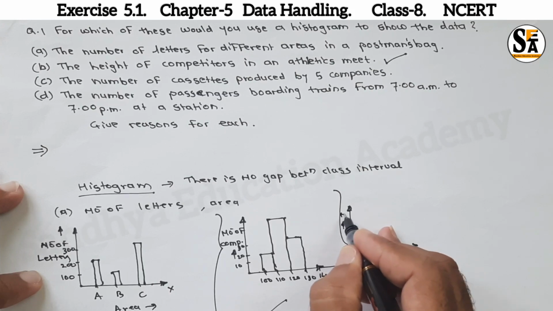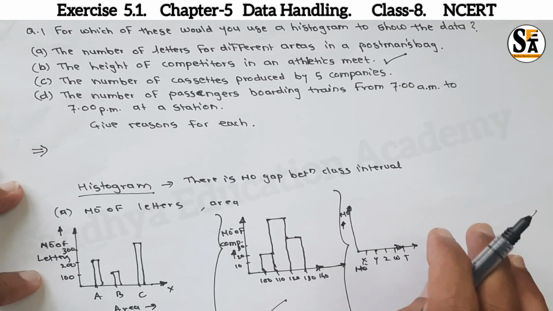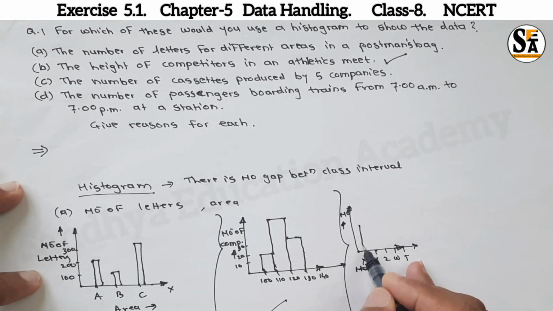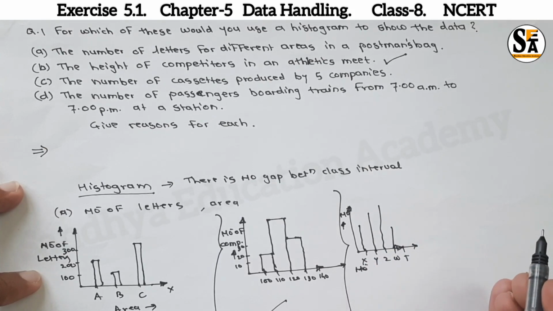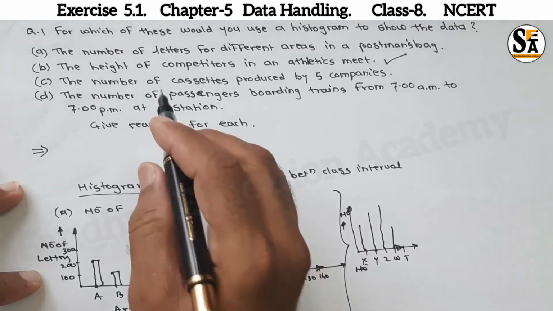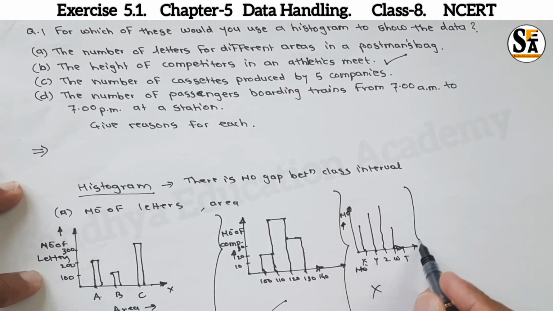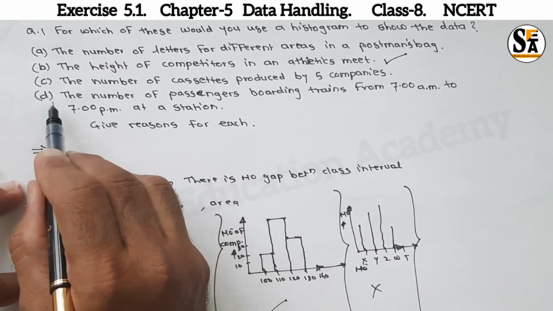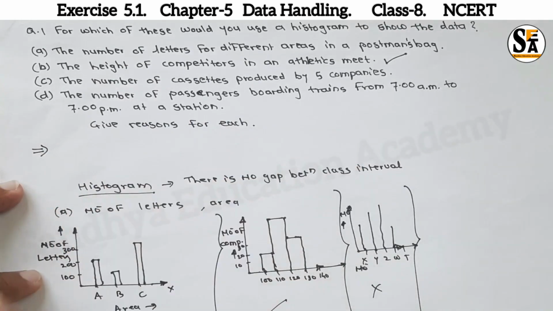What is here? Number of cassettes in this direction. It is not necessary that the gap between X and Y is equal to the gap between Y and Z. So there is no class interval. It is not related to class intervals. It is simply a bar graph like this. So for this case we cannot use a histogram. Now see the last situation. What is given? This statement: the number of passengers boarding trains from 7 am to 7 pm at a station.